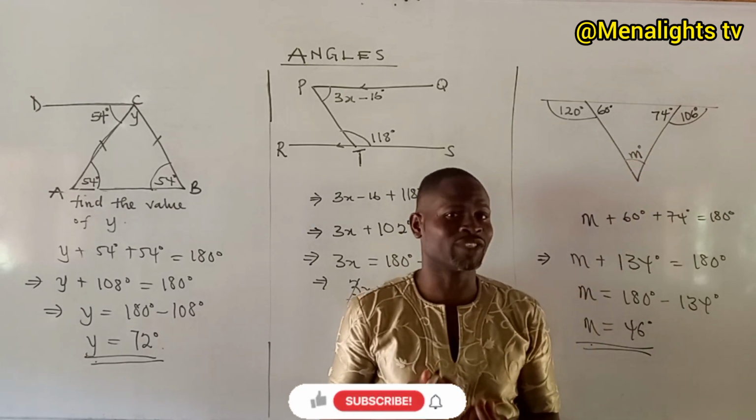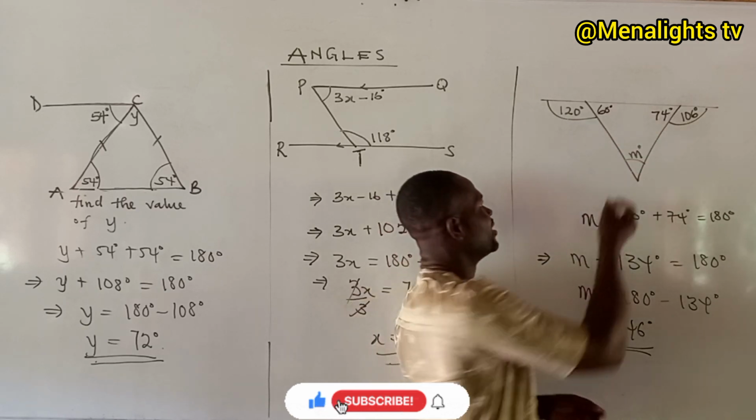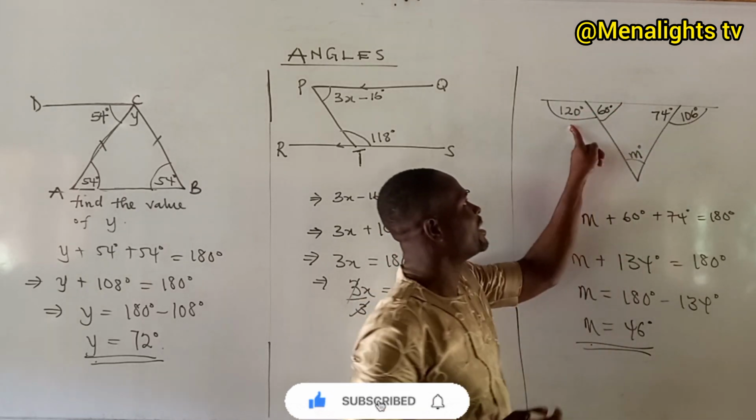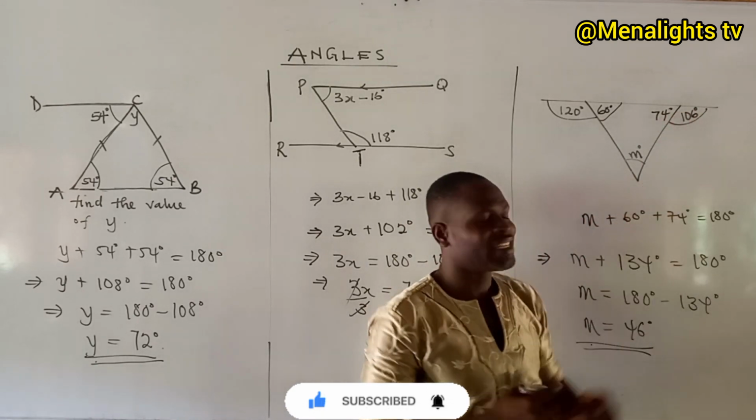So before we got to that, you realize that the angles on a straight line will give what? 180. So if this is 120, this is what? 60 degrees. And this is 106, this is what? 74 degrees.